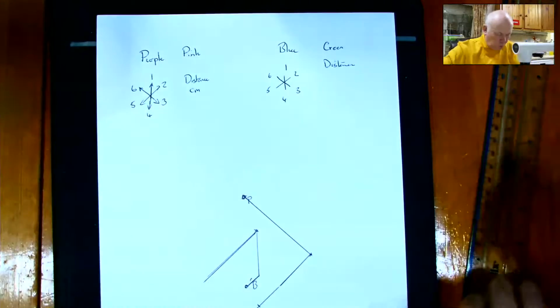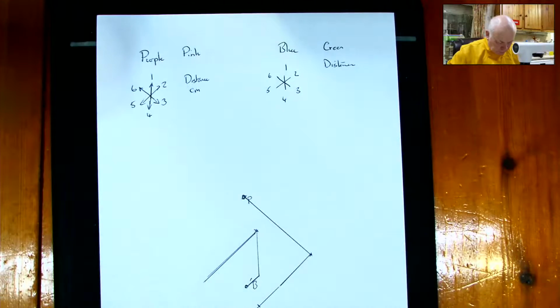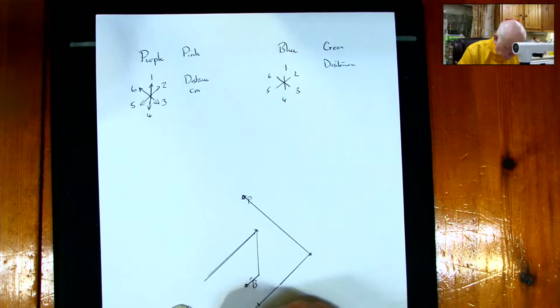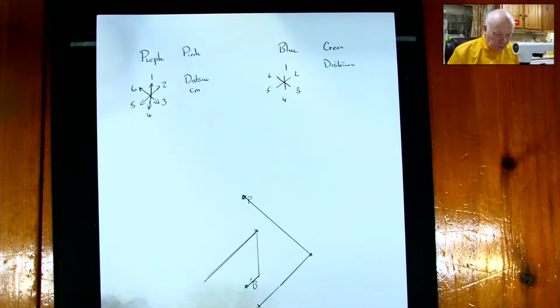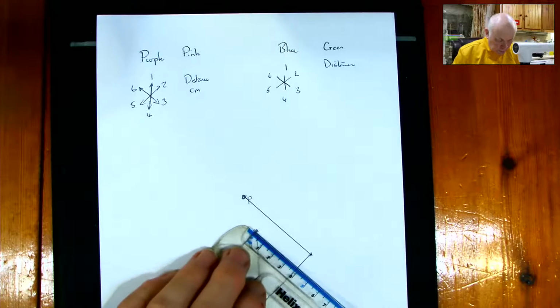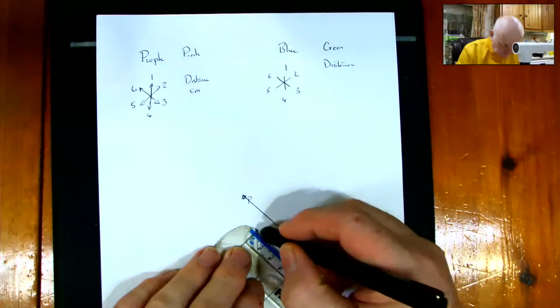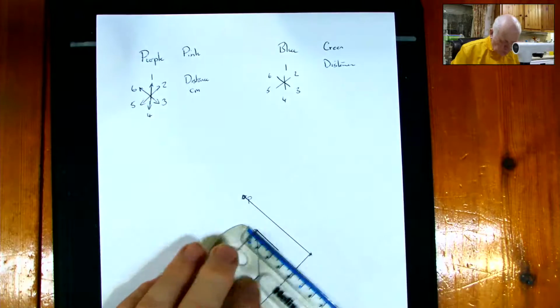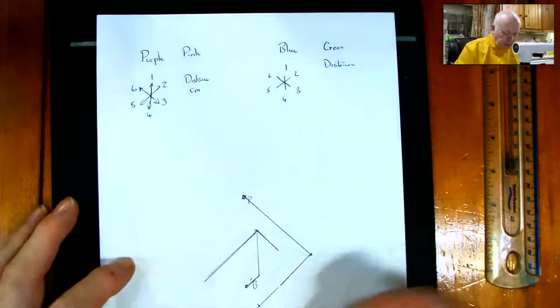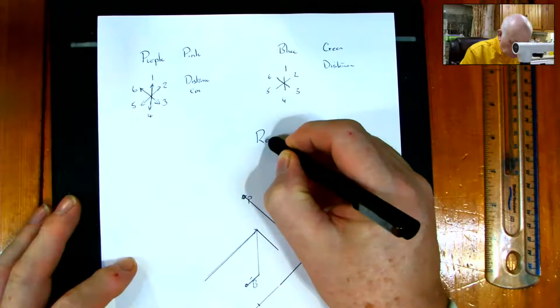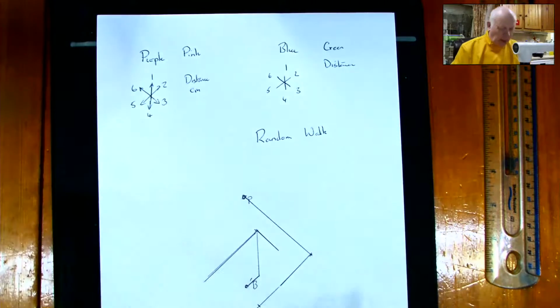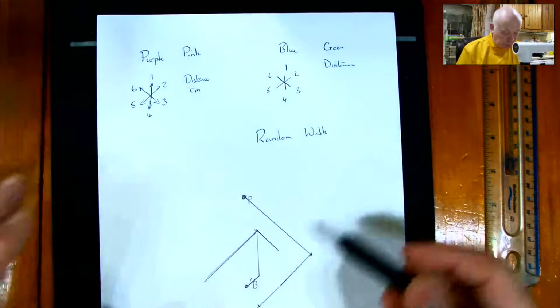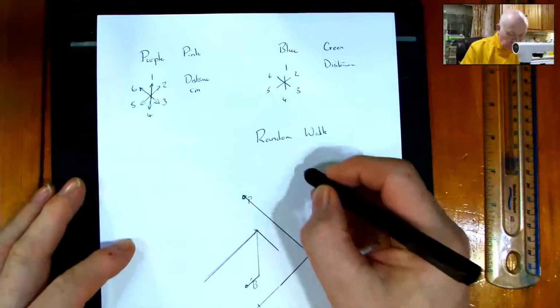I've got a 6 and a 1. So this one's going to go a direction of 6, 1 centimeter, and the other one's going to go a direction of 3 and for 2 centimeters. We can see from this it's called a random walk, and this is how basically molecules and atoms move.